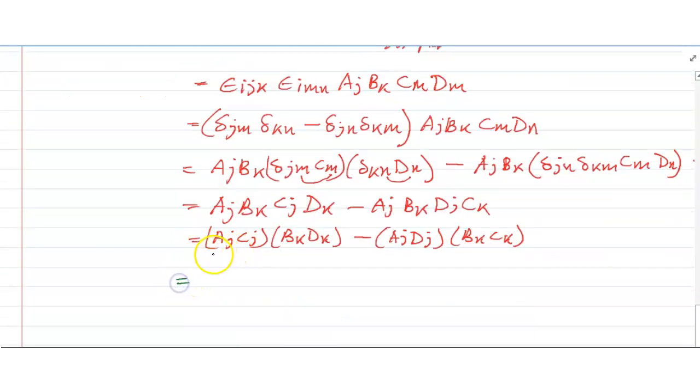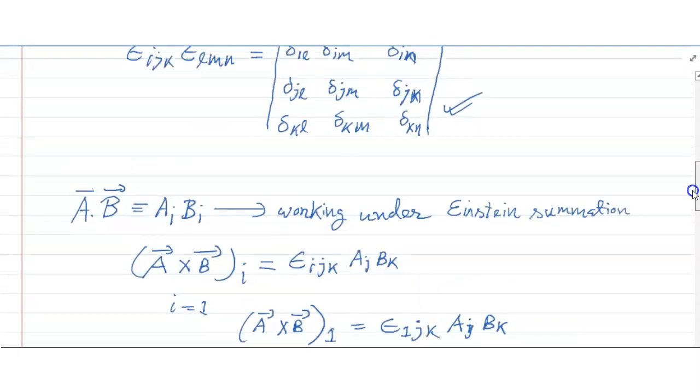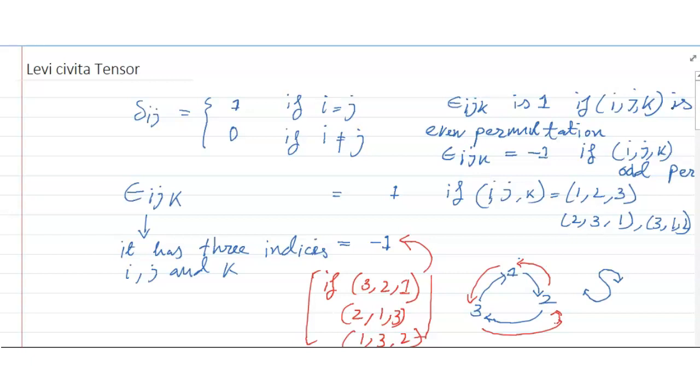Equals, let's see, this is the Einstein summation for vectors, friends. So it can be written this way: A dot C times B dot D minus A dot D times B dot C, one identity of the vectors. So friends, this epsilon ijk Levi-Civita tensor is very important for applied mathematics and vector calculus. Thanks for watching.